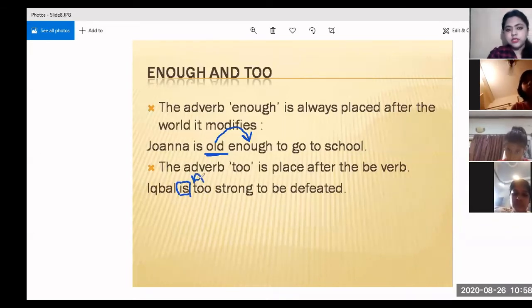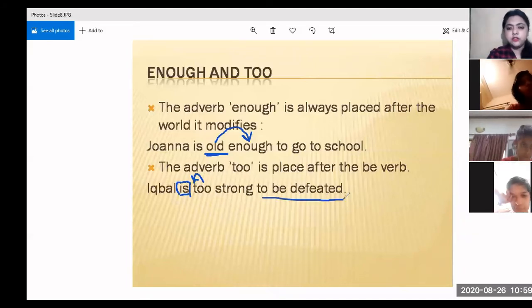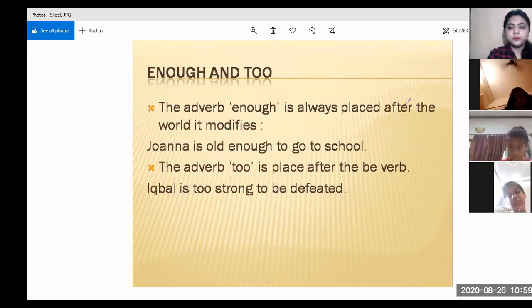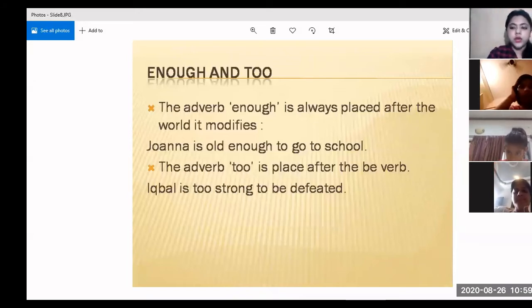Further, you will also study that when we say "to be defeated," such a kind of structure is known as infinitive. So "to" is also used generally with infinitives. And then there are some other words like "quite." Quite is used to denote when we want to say completely or absolutely, then we use quite.